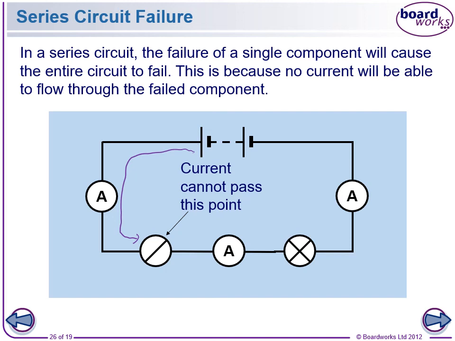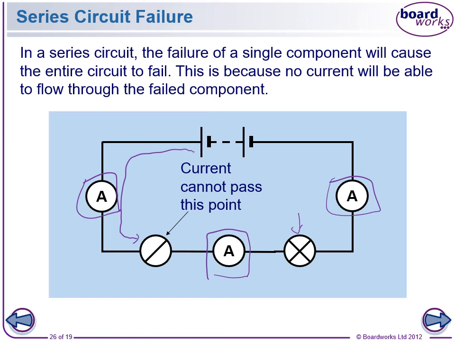And so nothing in this circuit is going to work. You'll get no current at all on any of those ammeters, and this globe will not work. So there is no current. If a component burns out in a series circuit, there is no current at all. Nothing will work. Now, this you may have seen on TV.